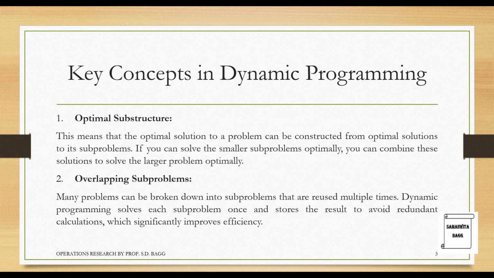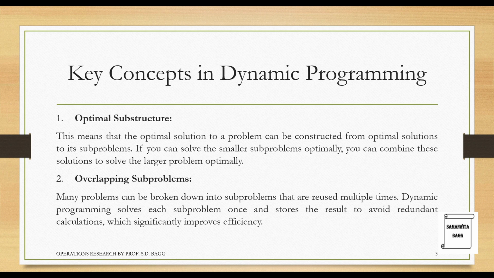The first one is optimal substructure. This means that the optimal solution to a problem can be constructed from optimal solutions to its subproblems. So when you're dividing the problem into subproblems, you first find the solution, and from the optimal solution obtained, you can hence find out the optimal solution of the entire problem. If you solve smaller subproblems optimally, you can combine these solutions to solve the larger problem optimally.